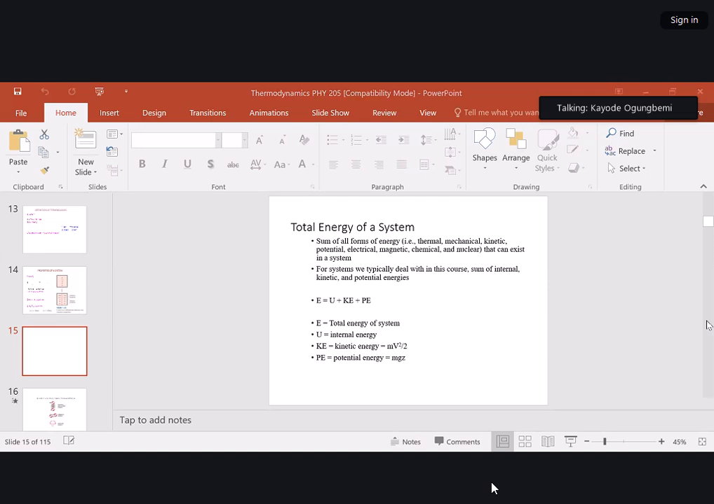So for a system, okay, some of these energies may not have major effects on a system, of which you can say at a particular time, well, this energy is not of interest because the effect of the energy is not as much compared to the magnitude of other energies, okay?